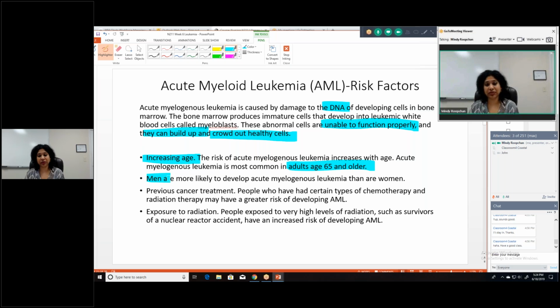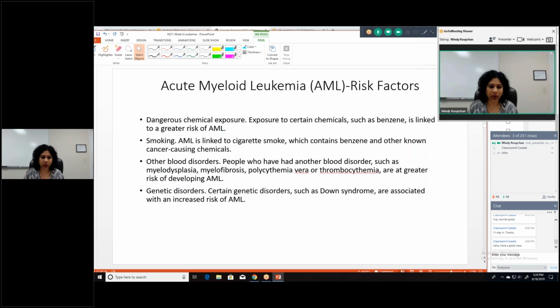Men are more likely, this is the first time now we're seeing gender, right? So men are more likely to develop AML than women. If they've had previous cancer treatments, that's pretty much for all of them. Exposure to radiation, we've seen pretty much for all the other cancers as well with leukemia. If they have exposure to dangerous chemicals, if they smoke, if they have a blood disorder. We haven't really seen too much of that yet, but blood disorders: if they have myelodysplasia, myelofibrosis, polycythemia vera, thrombocythemia, these are going to be greater risk.